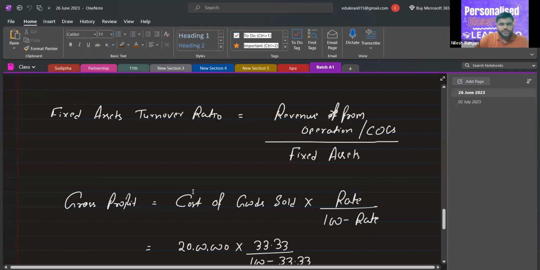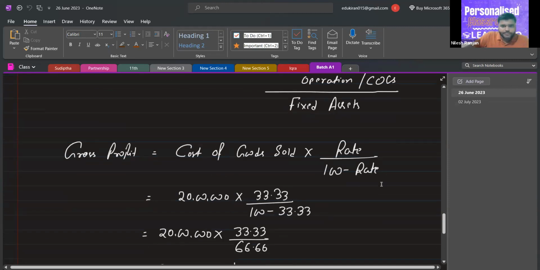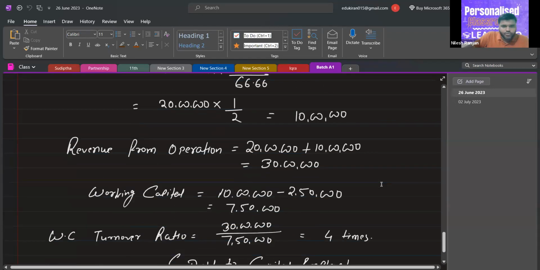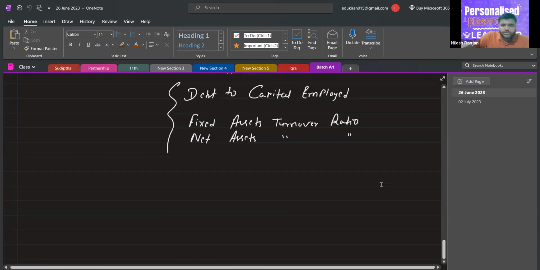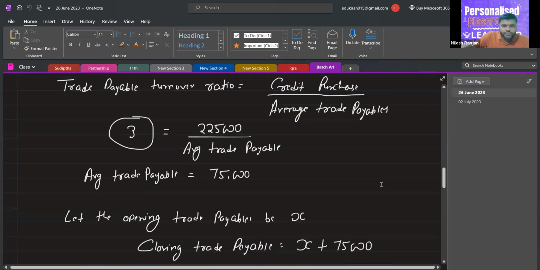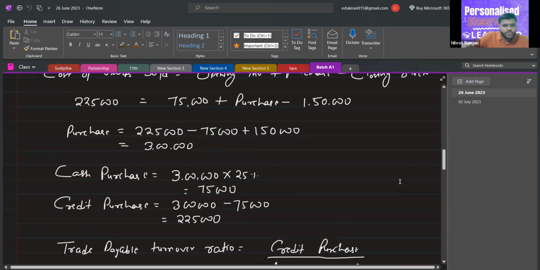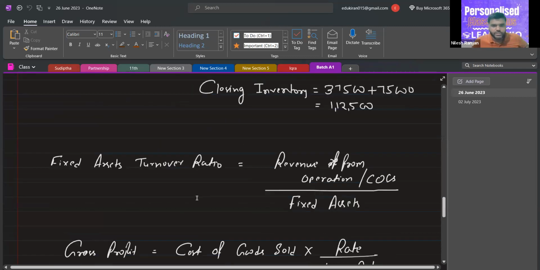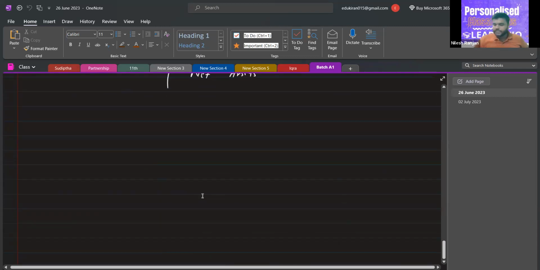Yes. This is fixed asset turnover ratio. You can see here, revenue from operation or COGS divided by fixed assets. We have done some questions here. Working capital turnover ratio question, and inventory, average trade payable ratio. So our fixed asset turnover ratio is completed now. Now we will discuss net asset turnover ratio.